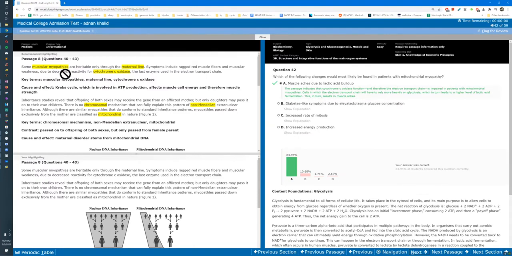Oh, this one, I just looked at this, and it's the same kind of thing that we talked about earlier. Cytochrome C Oxidase gets messed up, so aerobic respiration is not going to happen. So what's going to happen? You're going to get muscle aches through the lactic acid buildup, because it's anaerobic respiration. You're going to be forced to do that if you stop letting aerobic respiration work. None of this other stuff makes sense.